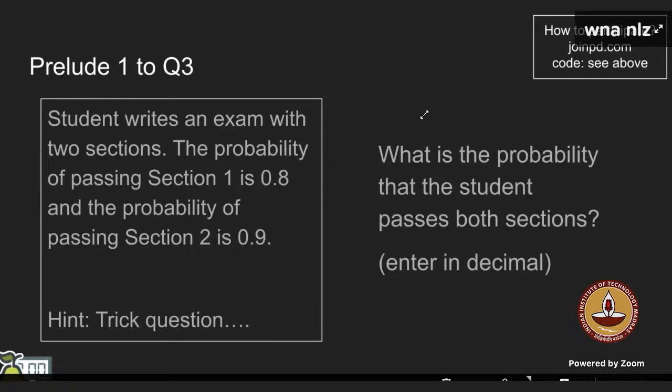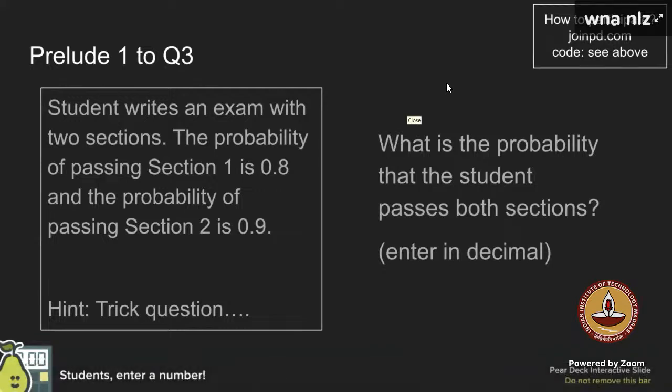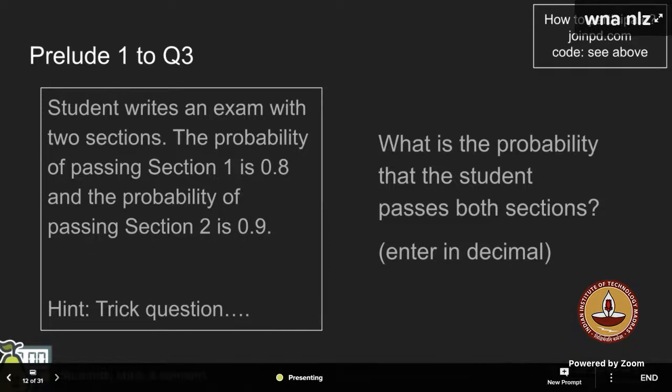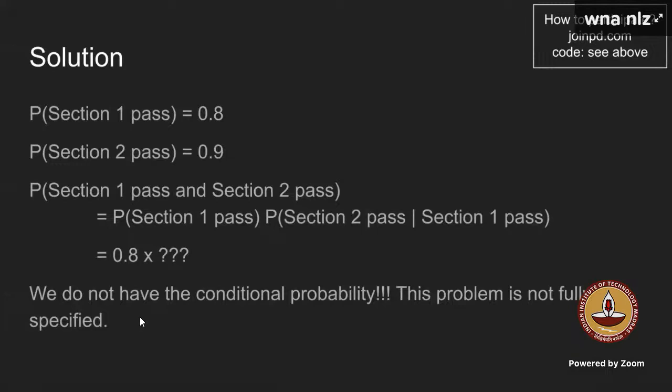I wanted you all to know that as it is not explicitly mentioned in the question, never assume that it is independent. There can be some people who will say that passing in section 1 doesn't matter for passing in section 2, so we can take it as independent. Never do that unless it is explicitly mentioned in the question. Don't assume anything. So you will not assume it's an independent event. That's what I'm saying.